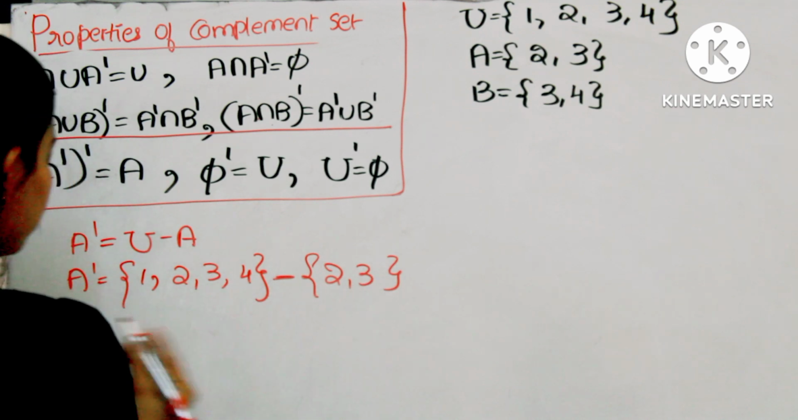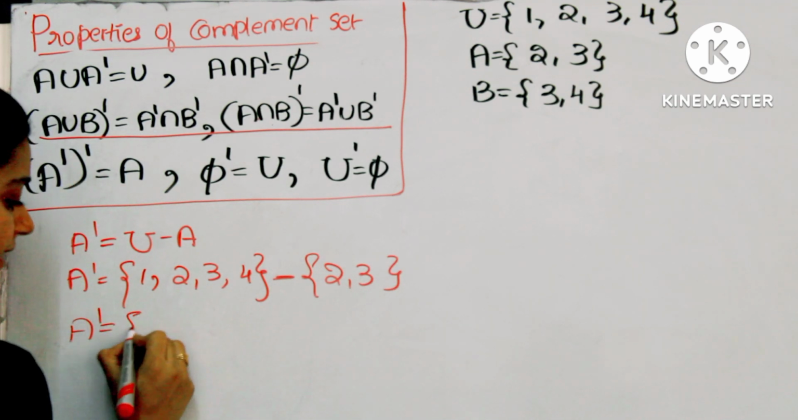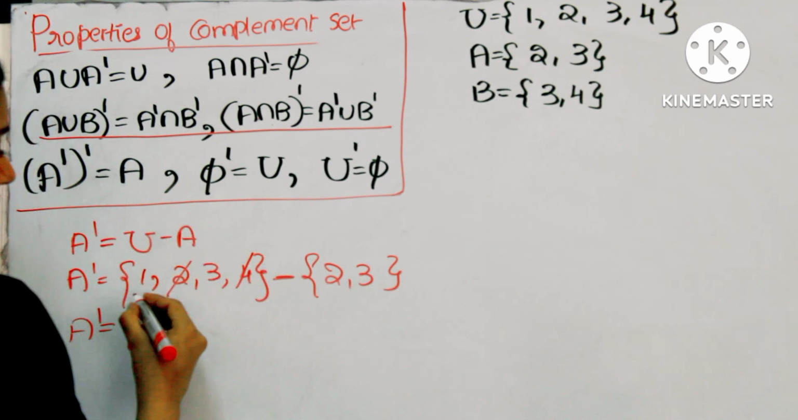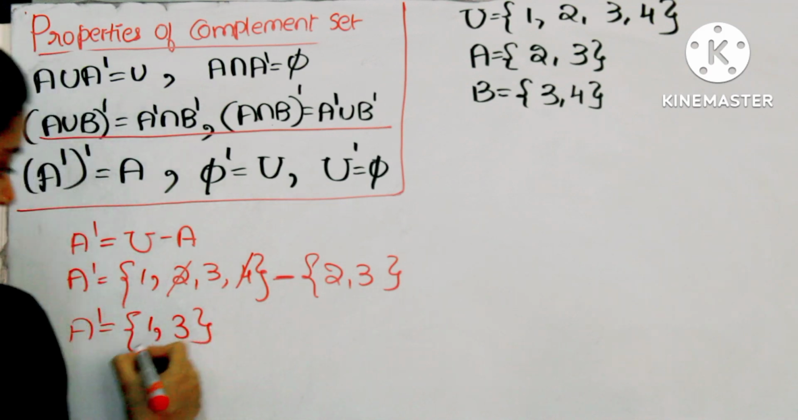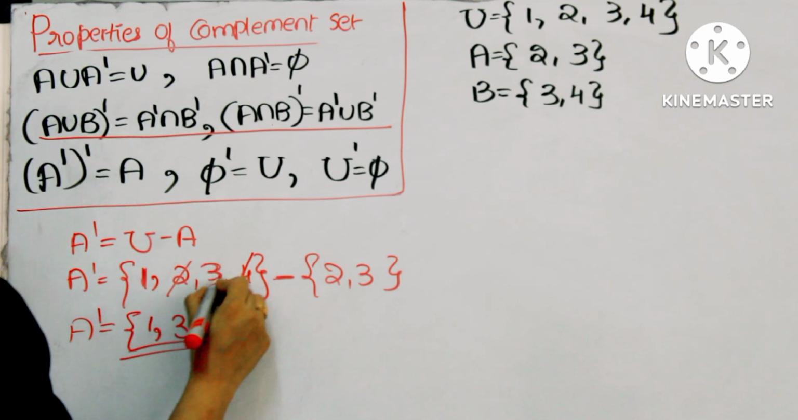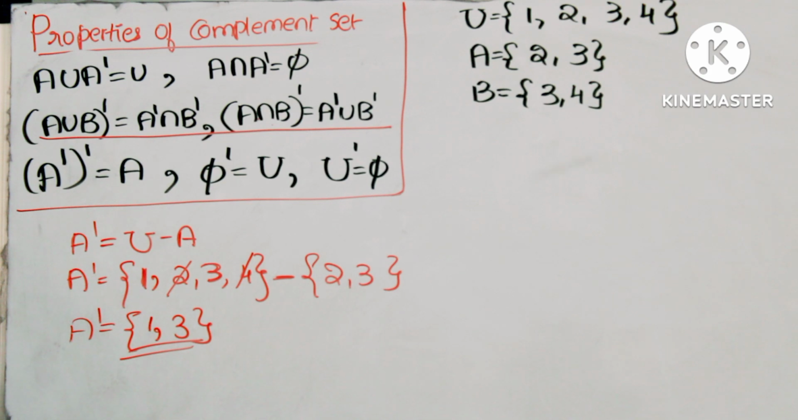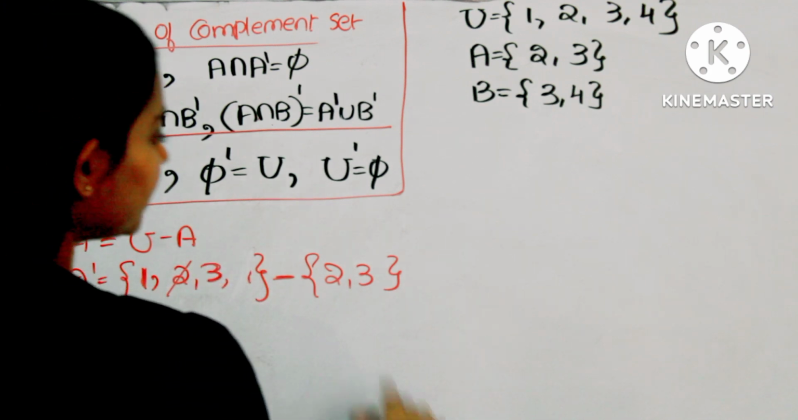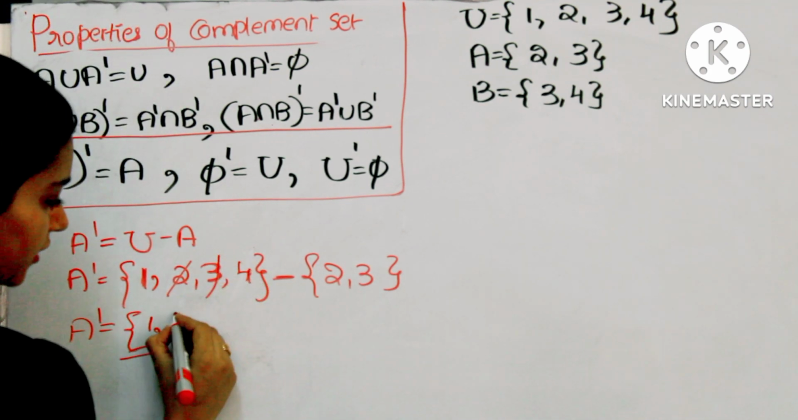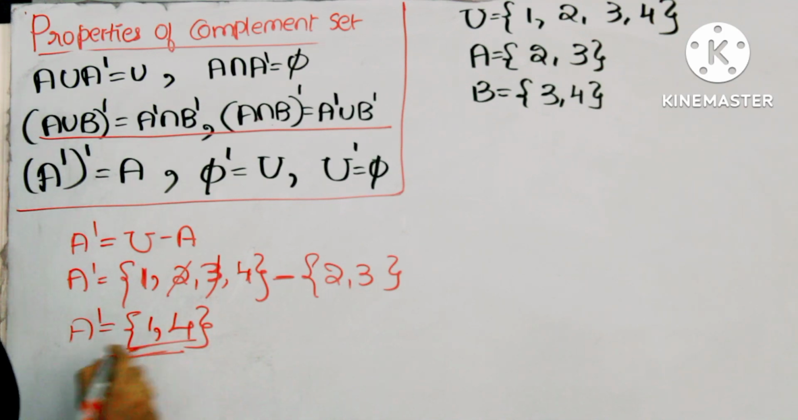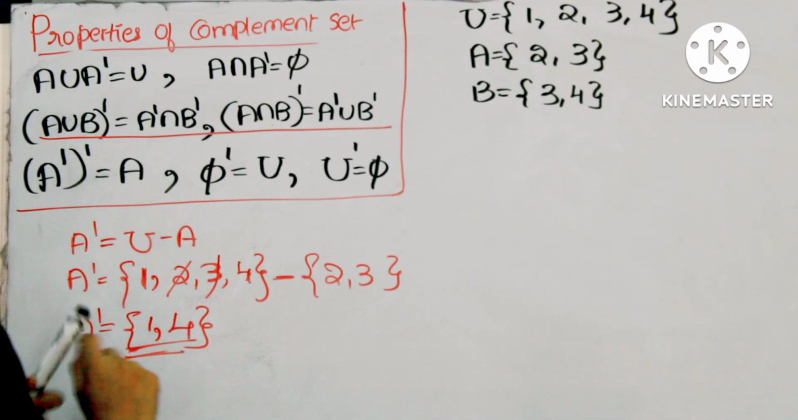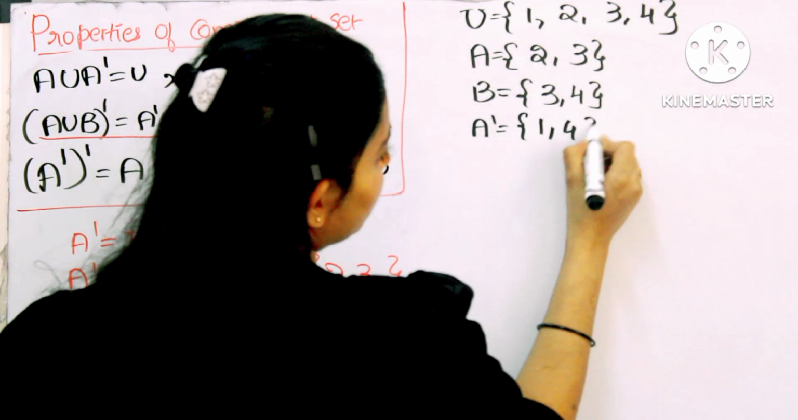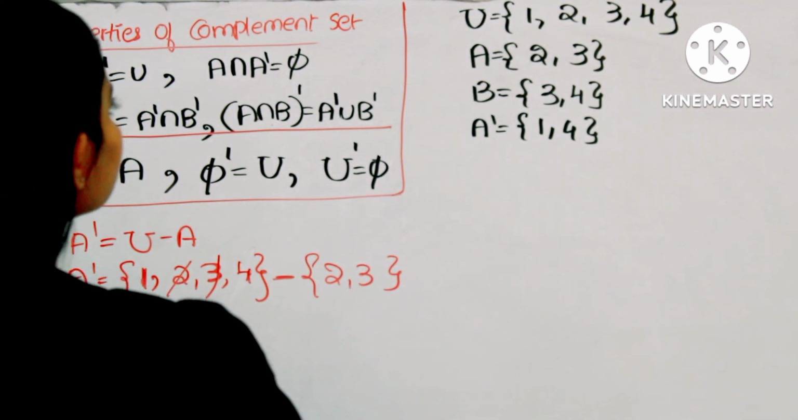Now subtract here. A complement means you should remove A from U. So if you remove, what do you get? 1 and 3. Sorry, 1 and 4 is the remaining, correct? You have to remove 2 and 3. So what you get is 1 and 4 remaining. So what is A complement? 1 and 4. Let's write that here: A complement is 1 and 4. Next, what do we need?